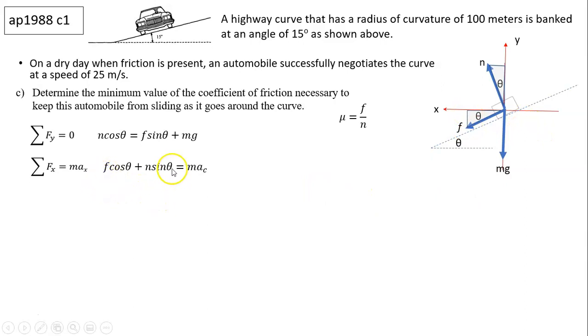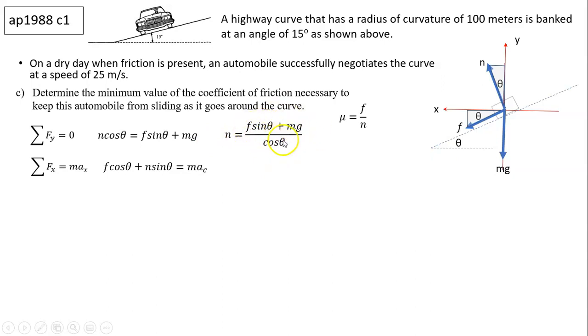Now the force in the x direction, positive x direction, is F cosine theta plus N sine theta. And that's the two forces added together gives us the net force, which produces centripetal acceleration. So to find F and N, we need to solve these two equations. Two equations, two variables, F and N. So in the next part, it is basically just algebra, how to solve for F and N. From the top part, we solve N equals F sine theta plus mg, divided by cosine theta.